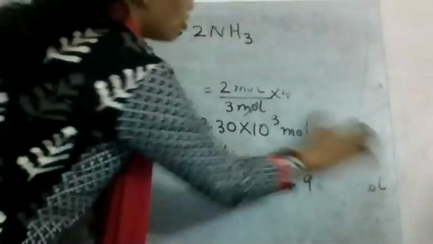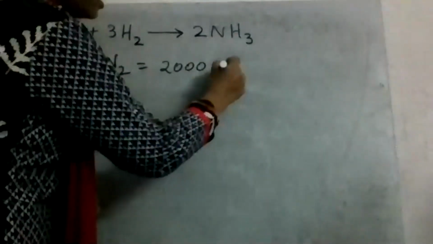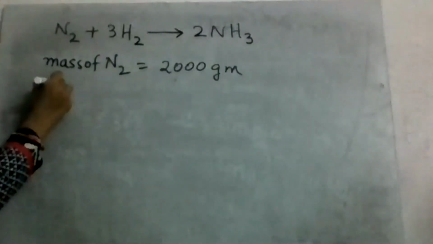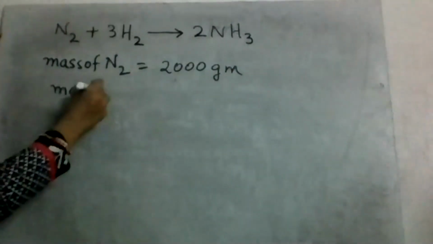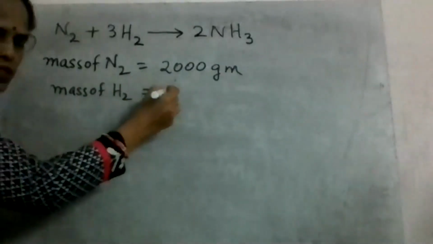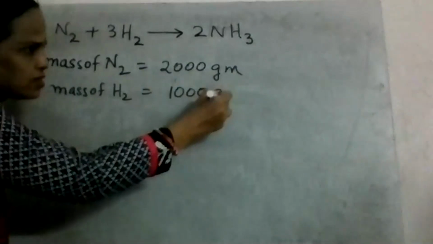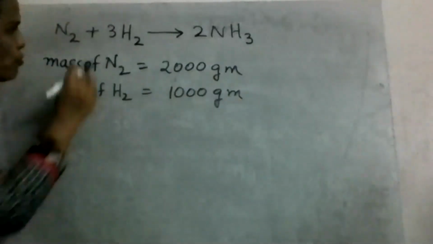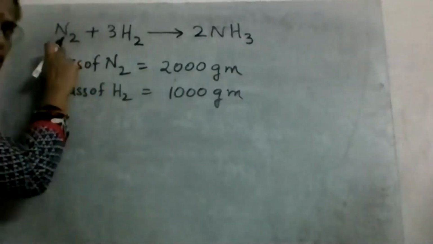Here I have written the equation already. The equation is N2 plus 3H2 gives 2NH3. And what is the mass of nitrogen and hydrogen given? Mass of nitrogen is given as 2 into 10 raised to 3 grams, that is 2000 grams. It is given in the question. Similarly, mass of hydrogen given is 1000 grams, so write 1000 grams there. See how simply I solved this problem. So here I'll be computing with the equation now.